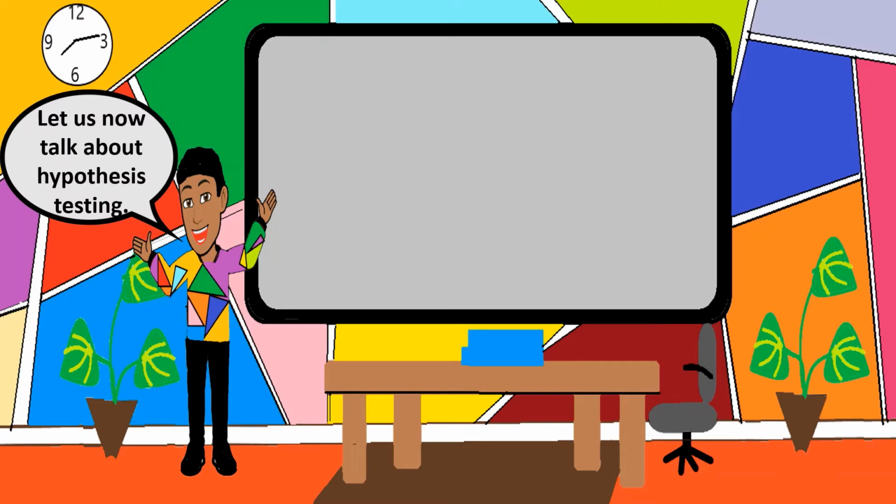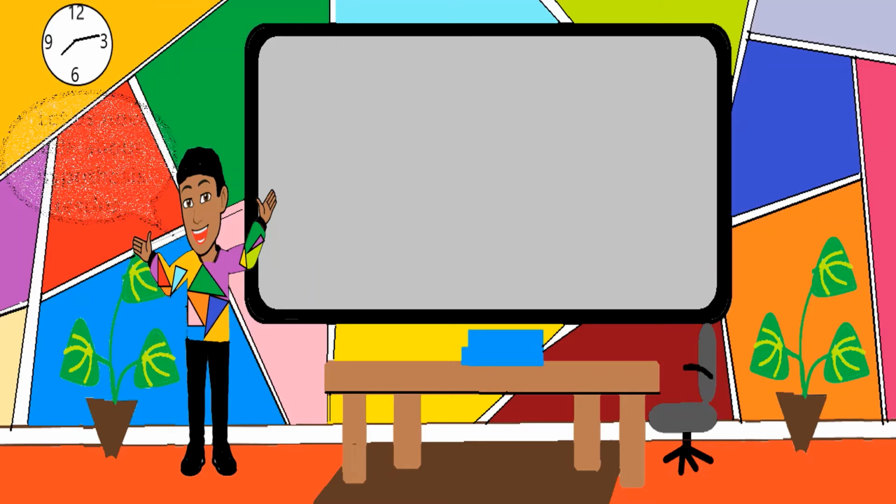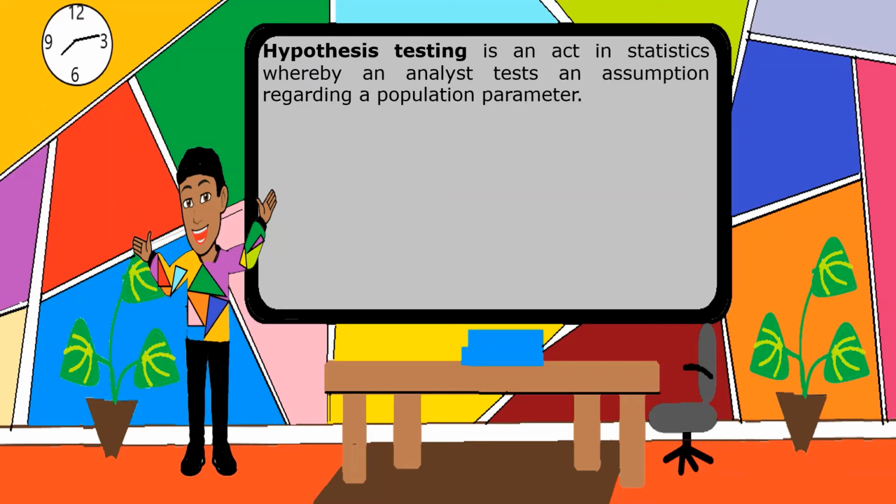Let us now talk about hypothesis testing. Hypothesis testing is an act in statistics whereby an analyst tests an assumption regarding a population parameter. There are 6 steps in doing hypothesis testing.